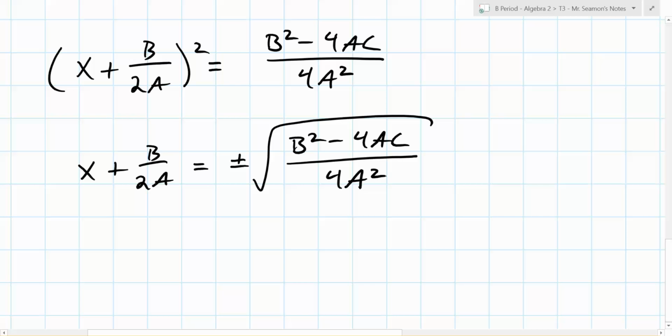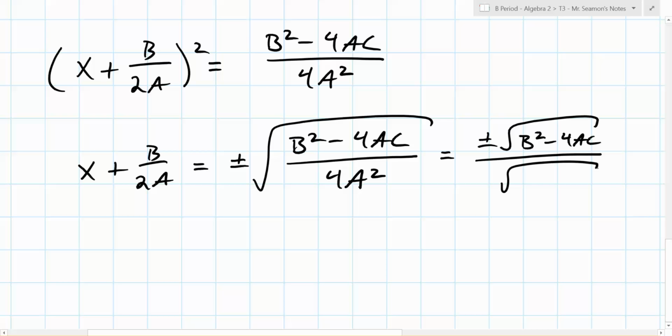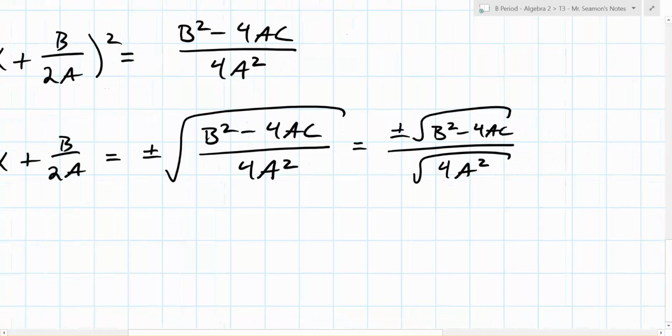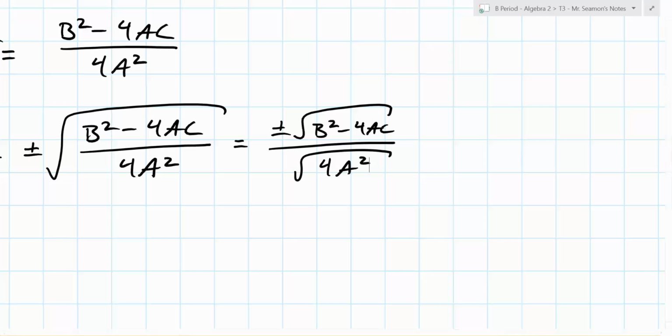So if we have the square root of a fraction, that's the same thing as doing the square root of the top and the square root of the bottom. And just as a side note, when you have plus or minus, do you have to have both plus or minus on the top and bottom? No, you don't. Plus or minus the top over plus or minus the bottom is the same thing as just one plus or minus. What's the square root of 4a squared?